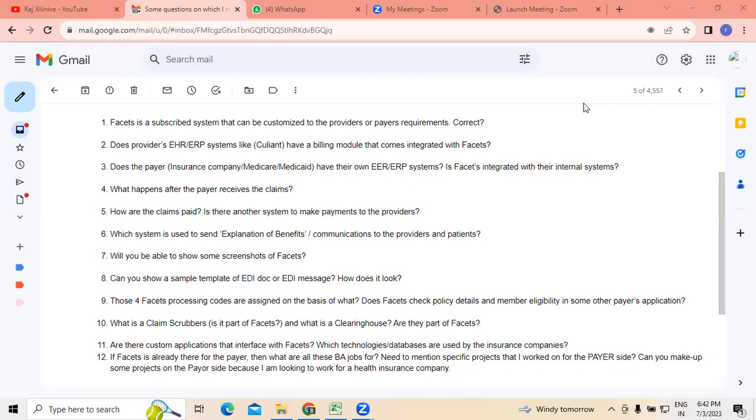The payer is the one who pays against the claims submitted to them. This is what the payer stands for. A payer can be an insurance company. A payer can also be CMS, like Medicare or Medicaid services of that sort.